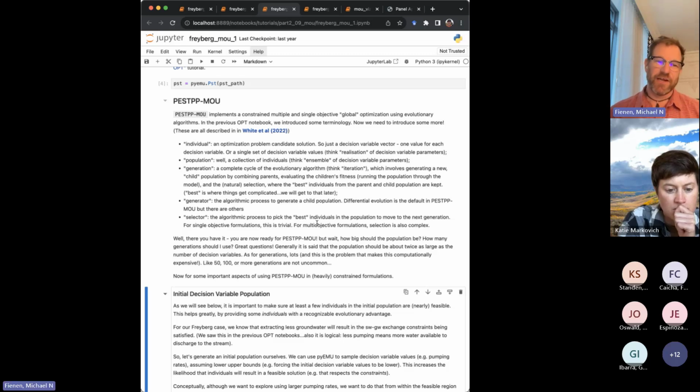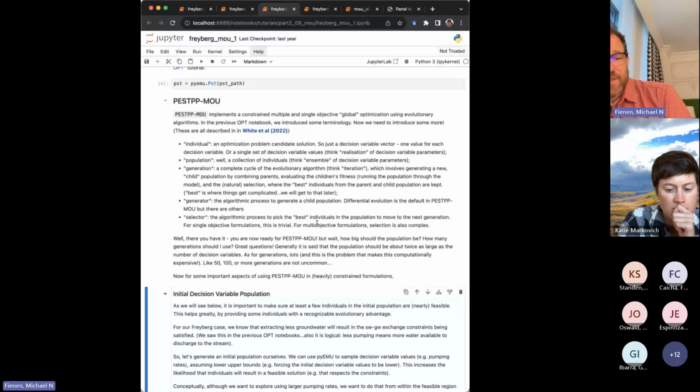And then, sorry, the generator is basically how the information of the various individuals gets exchanged. There's a variety of ways to do this. There's something called particle swarm optimization. There's other ways to take the parameter values of different individuals and move those around. Differential evolution is the default in PEST++ MOU.